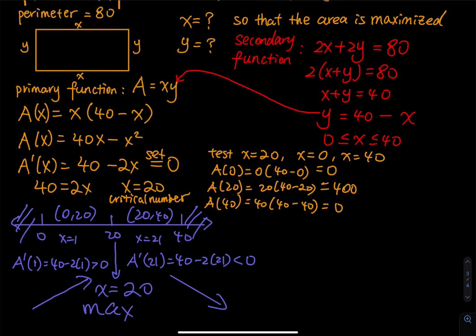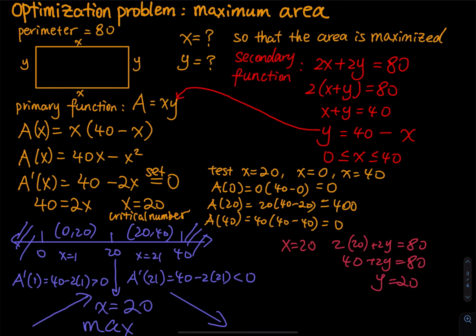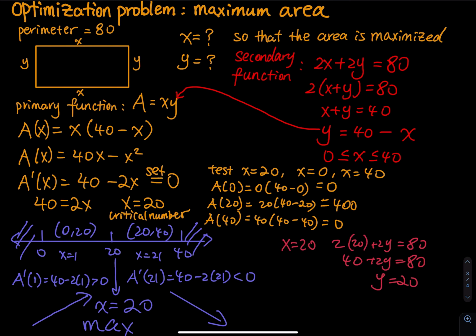How about y? So when x equals 20, we have 20 times 20 plus 2y equals 80. Oh, 2 times 20, huh? I wrote 20 times 20. So this is 40 plus 2y equals 80, then y has to equal 20. So x, this will be 20 by 20. So if the area is maximized, then x has to be 20, y has to be 20.